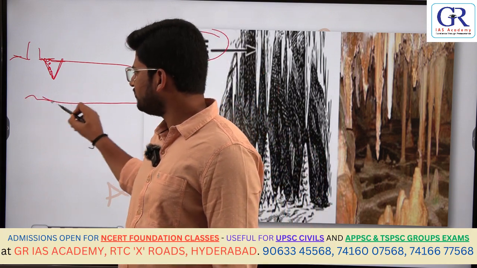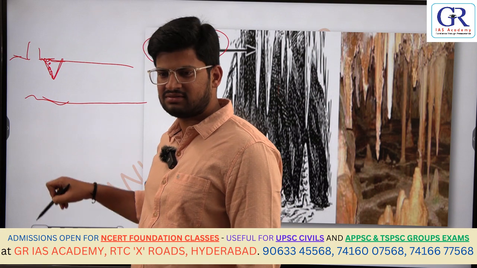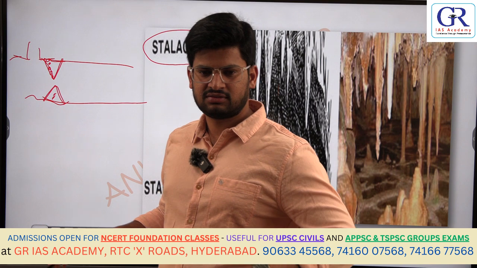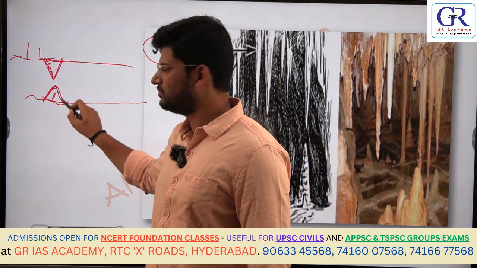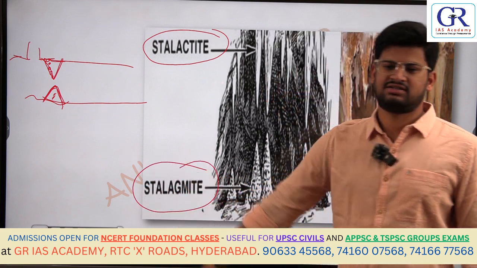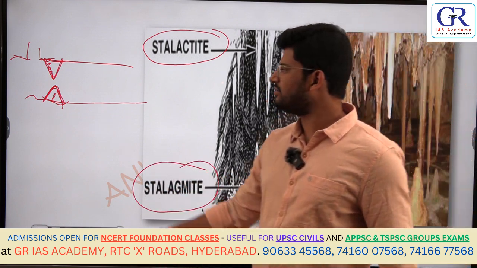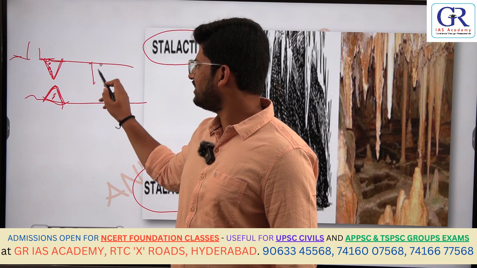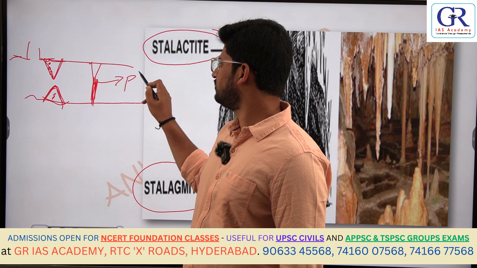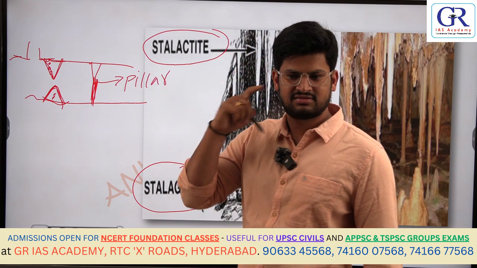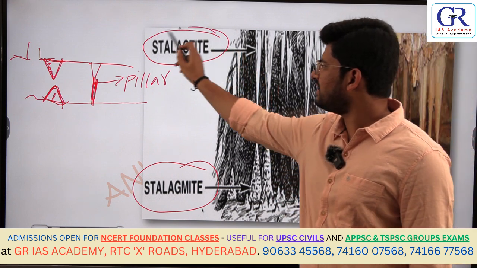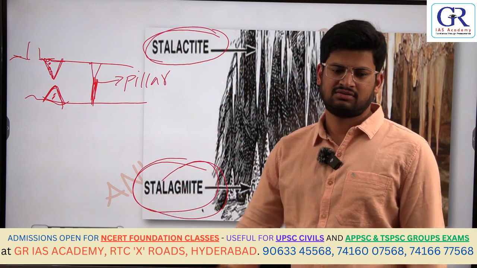Again the same water droplets also fall on the ground, and from the ground part of the cave another structure is formed. This is called stalagmite, and over a period of time the stalactite and stalagmite may meet and form into pillars. So stalactite and stalagmite are, what are they?